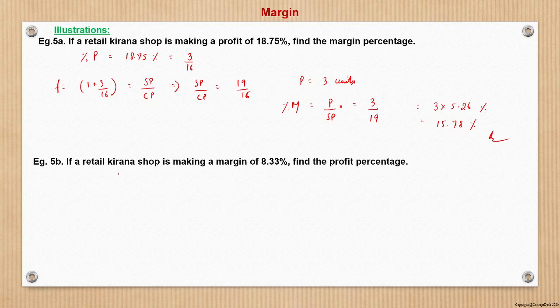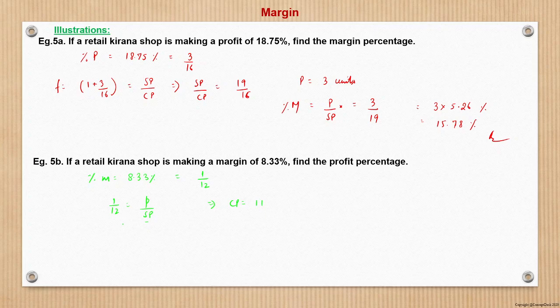If a retail kirana shop is making a margin of 8.33%, which is nothing but 1 by 12, right? So what does this mean? This means that 1 by 12 is equal to profit upon SP. So it means that if SP is 12, profit is 1. So what would be CP here? CP will be 11, right?